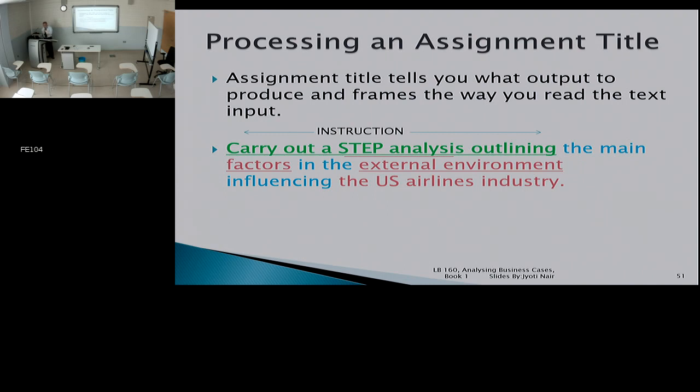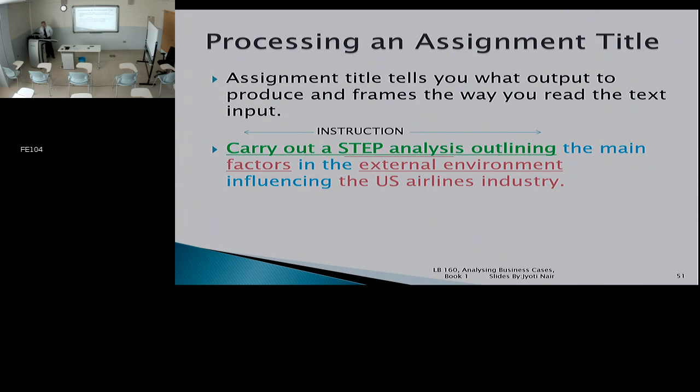Examples from life. As I said, if you have an essay question about STEP analysis, how many paragraphs do you need to produce? Six paragraphs. Paragraph 1 is the introduction, then STEP, then the conclusion. When we ask you to produce a STEP analysis essay, it is six paragraphs, like SWOT analysis.